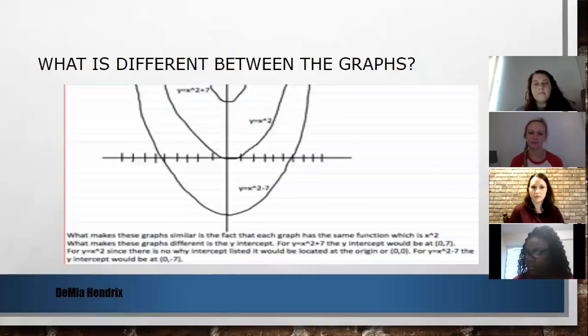What is the difference between the graphs? The graphs are different on the y-intercept. So if you were to plot each one, every time you plot a different one, it'll fall on a different spot on the y-intercept, on the y-axis.